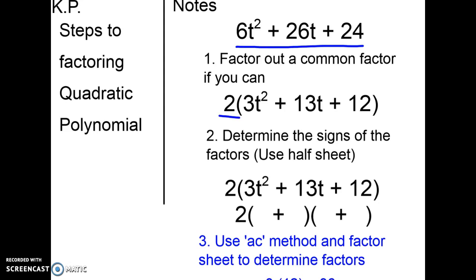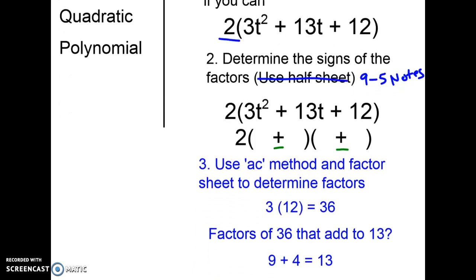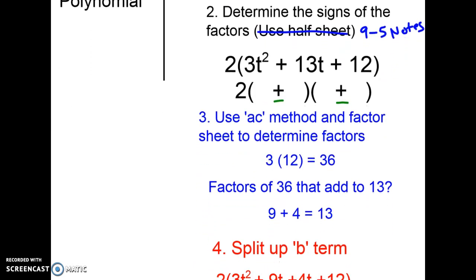Next step would be determine the signs, and this says use half sheet, but this is from our 9.5 notes. The first page of our 9.5 notes goes through that, and since we have 2 addition signs to start with, we're going to end with 2 addition signs here. Some people tend to skip over that step.